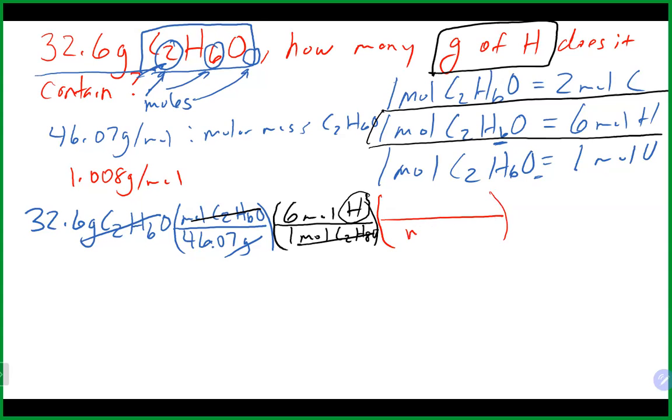Once again, we want moles to cancel, so we'll put that on the bottom, 1.008 grams of hydrogen up on top. The moles will cancel. Now we're going to multiply across the top, which would give us 32.6 times 6 times 1.008 divided by 46.07 here. That's going to give us about 4.28 grams of hydrogen is present.